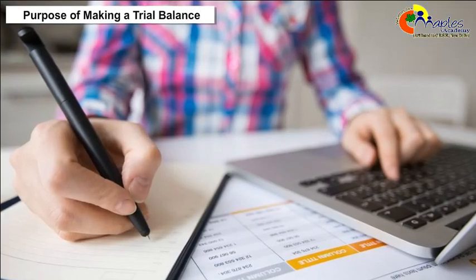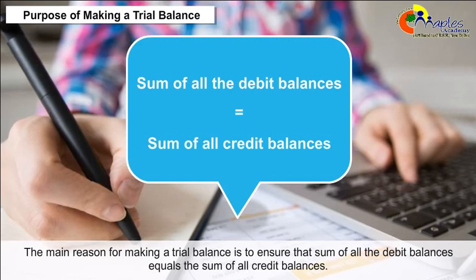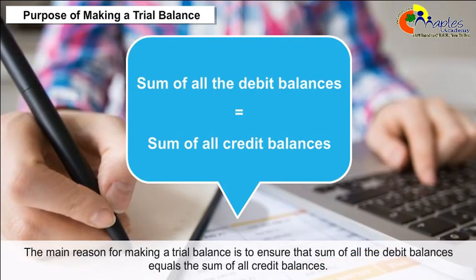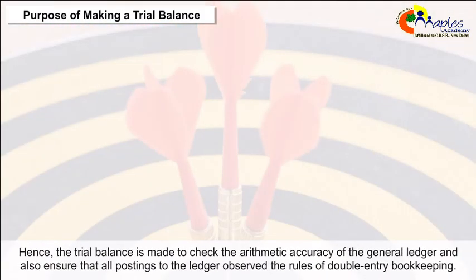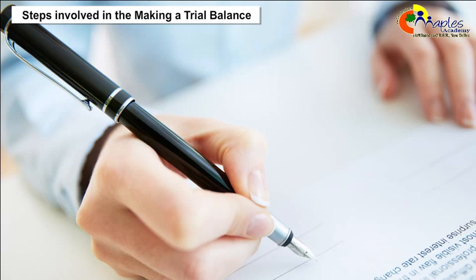Purpose of making a trial balance. The main reason for making a trial balance is to ensure that the sum of all the debit balances equals the sum of all credit balances. Hence, the trial balance is made to check the arithmetic accuracy of the general ledger and also ensure that all postings to the ledger observed the rules of double entry bookkeeping. Steps involved in making a trial balance.